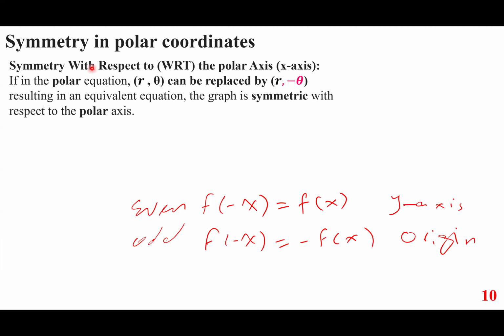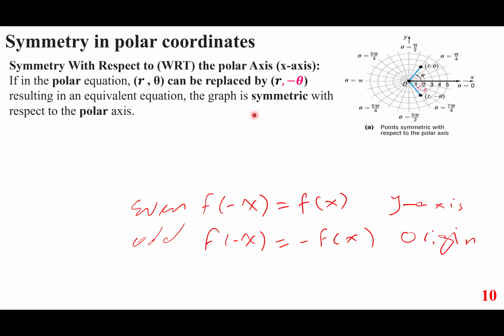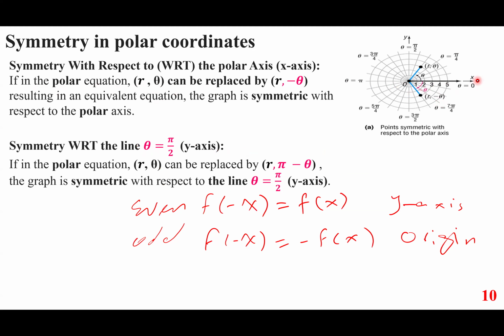All right, symmetry with respect to, WRT, the polar axis, the x-axis. If in the polar equation r comma theta can be replaced by r comma negative theta, resulting in an equivalent equation, the graph is symmetric with respect to the polar axis. So take a look. So here's the polar axis or the x-axis. Okay, r comma theta, r comma negative theta are the same. That means symmetric with respect to the x-axis, or more precisely the polar axis.